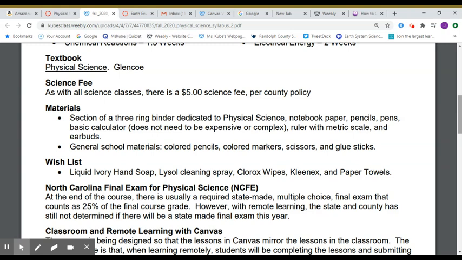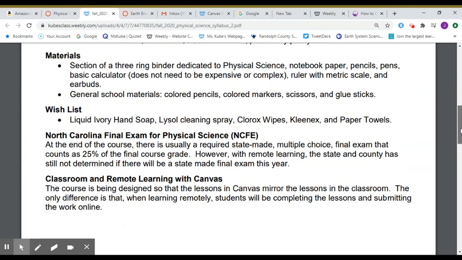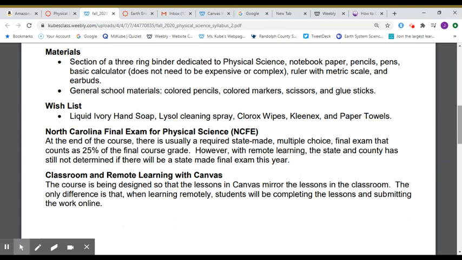Okay, so you might need just general school materials like colored pencils, colored markers, scissors, and glue sticks. All right, there is a wish list. Don't know how much you can find these things, but if you can find any Lysol, that would be great. Or Clorox wipes. I doubt you can find them either. But if you can, that'd be wonderful if you could bring some in. Kleenex, paper towels, and Band-Aids are also always very helpful.